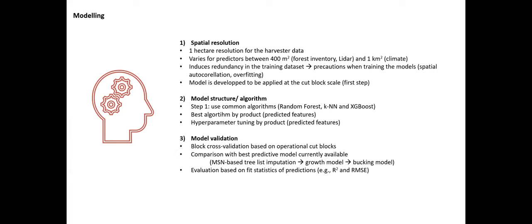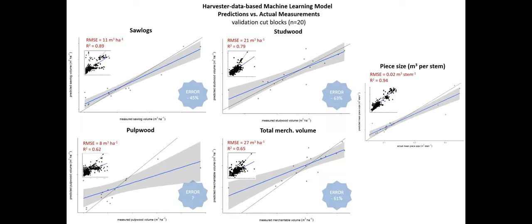I'm going to give an overview of the few preliminary results we have so far. Again, this is using very common algorithms. Most of the results you'll see are from random forests. Some are from KNN or XGBoost. So here, the five big plots that you're seeing are the fit: on the x-axis, you have how much volume was actually measured, and on the y-axis is the prediction from the model. You have the fit statistics in red. We've hidden the units of the graph just to preserve data confidentiality.